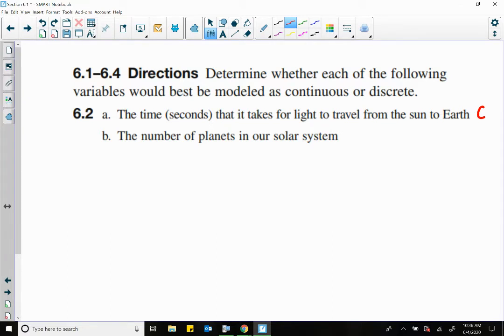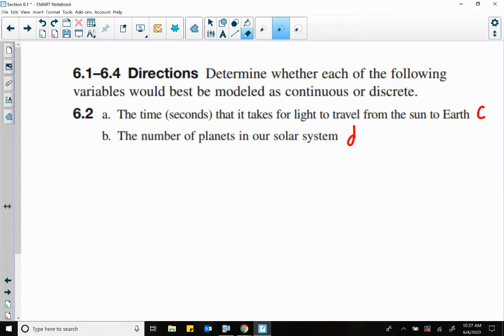I can't necessarily list or count each possible outcome. It's impossible. Now, when you look at B, hopefully you said this is discrete, because the number of planets in our solar system, we can count that up. And we even have a name for each one of our planets. Now, I know that number keeps changing, but it is very much discrete. It is concrete. It is either we have 9 planets or we have 7 planets. So there you go. A couple of your problems are going to be like that.